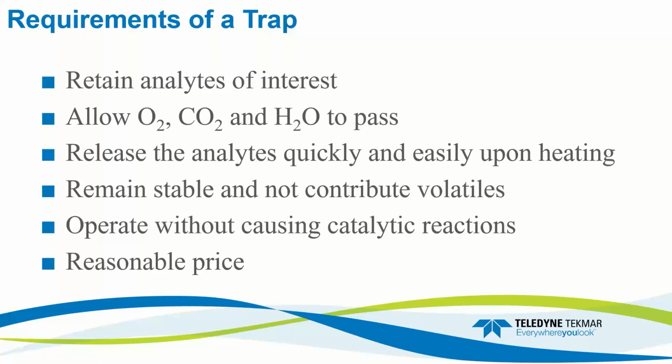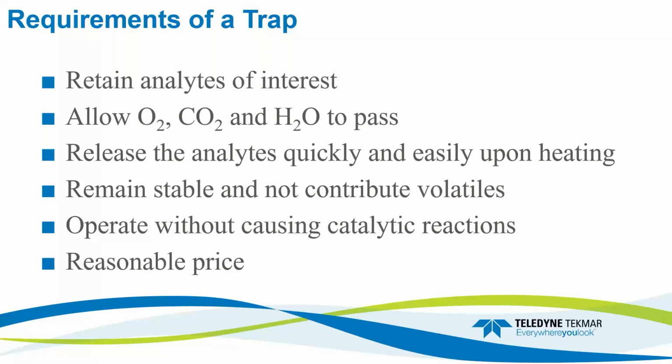Think of our analytical traps as essentially packed GC columns. Like a capillary GC column, at room temperature, compounds move very slowly. And as you ramp up that oven temperature, they start to move through more quickly. Purge and trap analytical traps essentially work the same way. Other things we would like our traps to do is to remain stable at those temperatures, from room temperature all the way up to those higher desorb temperatures.